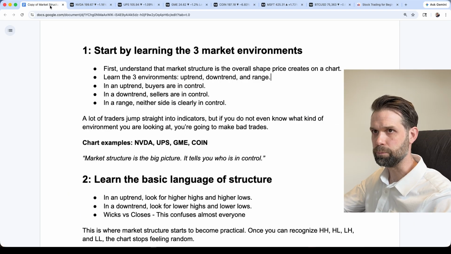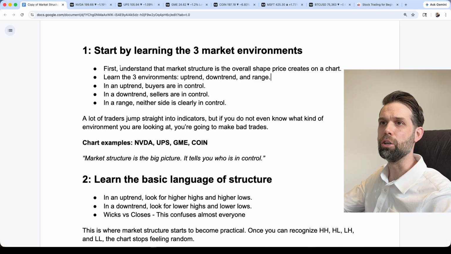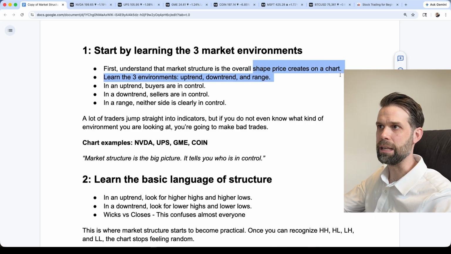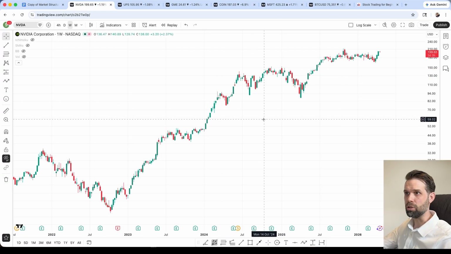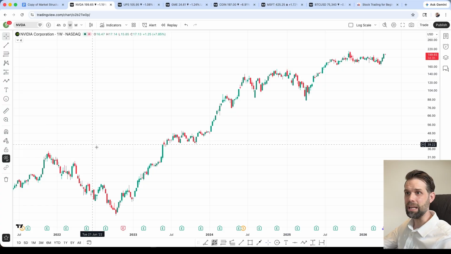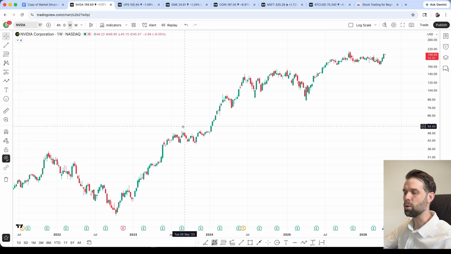So the first thing that we want to do is we want to understand that market structure is basically the overall shape that price creates on a chart. So if we jump to TradingView and we just look at this chart here, this is a weekly chart of NVIDIA. So these candlesticks represent 1 week.